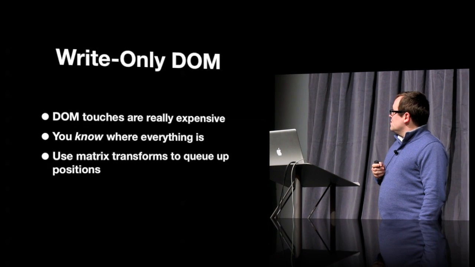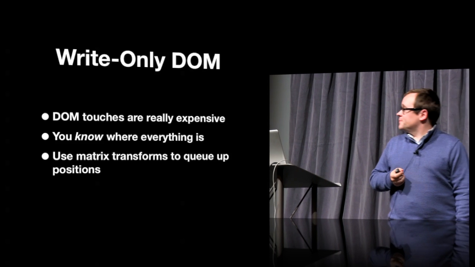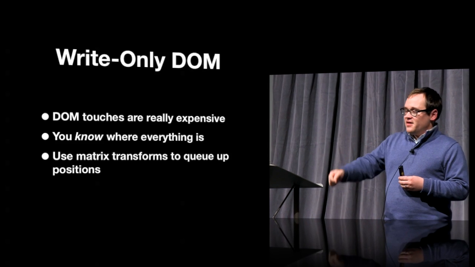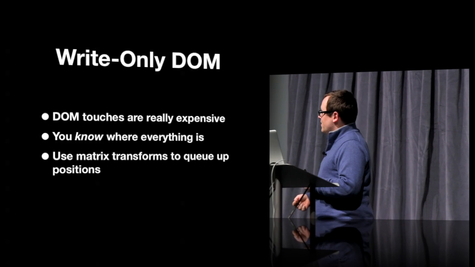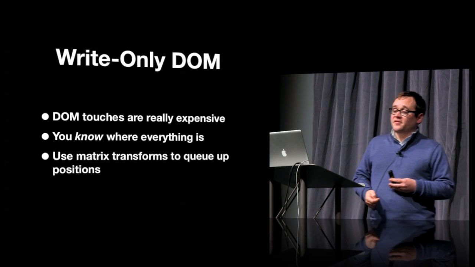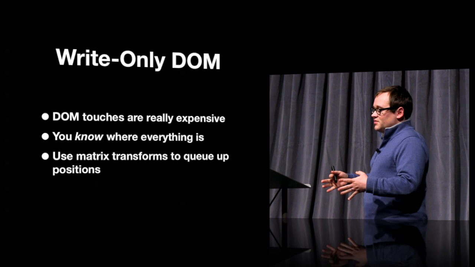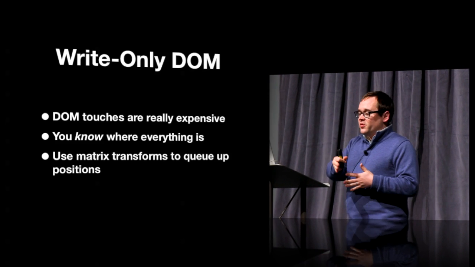Sorry. So what do I mean when I say write-only DOM? DOM touches are really expensive, no matter what. Anytime you have to ask the DOM a question or set something in the DOM, work has to be done, and it's going to block execution of the JS. So you already know where everything on the page is. You have a device that uses WebKit, so you know a pixel is a pixel. You've kept track of where everything is. You don't have to keep checking. You don't need to feel insecure and make sure you got everything right. And the other thing is to use matrix transforms. I'll tell you more about that later, but it's a really great way to handle it.